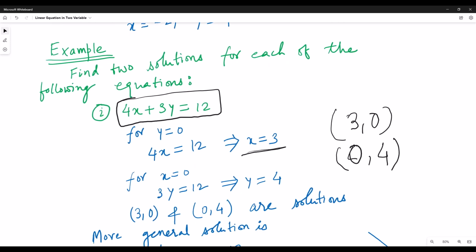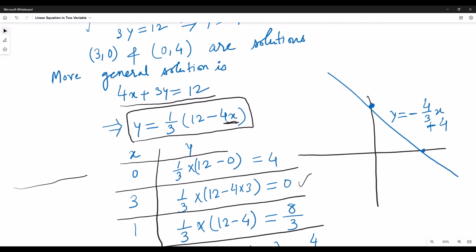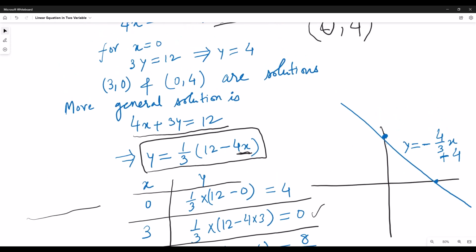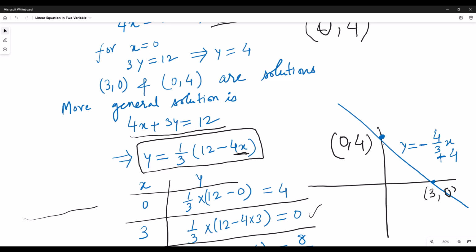So find two solutions for each of the following equations. So you have been told to find two solutions. And if the two solutions are (3, 0), this means on the x axis it will cut at 3 and y will be 0. And if it is (0, 4), x is 0 and y is 4. So (0, 4) will lie on the y axis and (3, 0) will lie on the x axis.